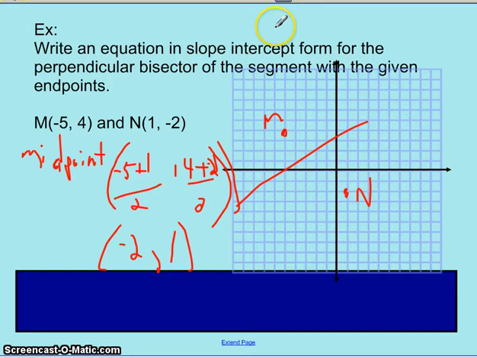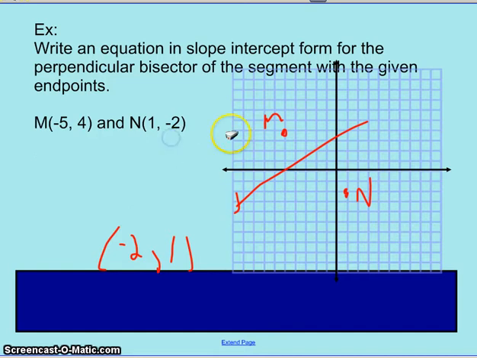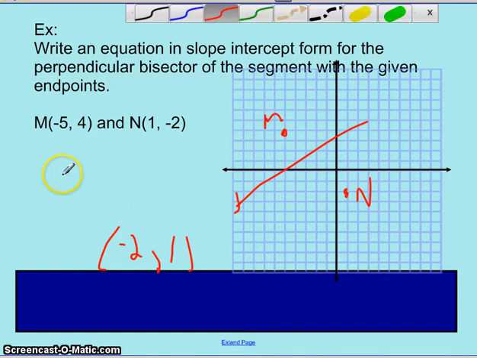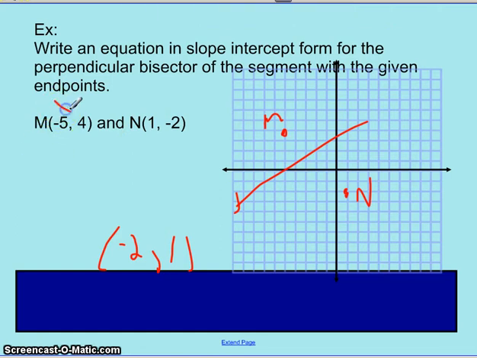Well, the next thing we need to know is the slope of the line, because if you remember, on perpendicular it's opposite reciprocals. So I need to change the sign and I need to flip it over. But first let's find the slope of this line, which would be, let's see, this would be my x1, my y1, my x2, and my y2. So I'd have a -2 minus a 4 over a 1 minus a -5, so it's going to turn into a +5. So that's going to be a -6 over 6, which is -1.